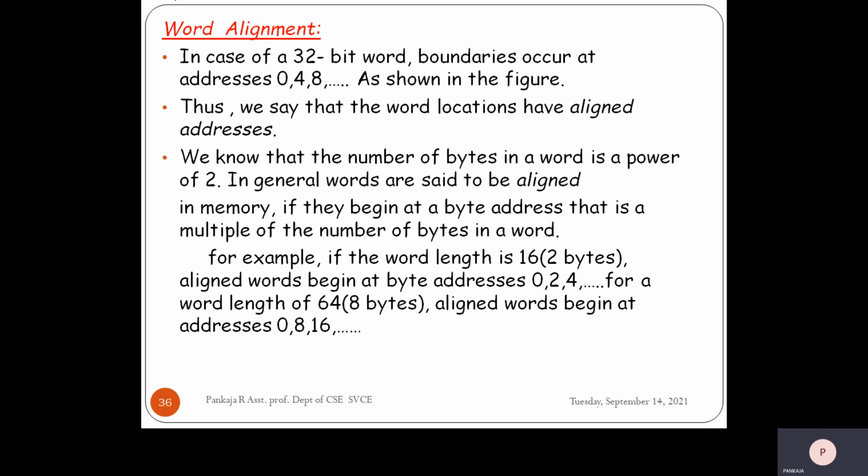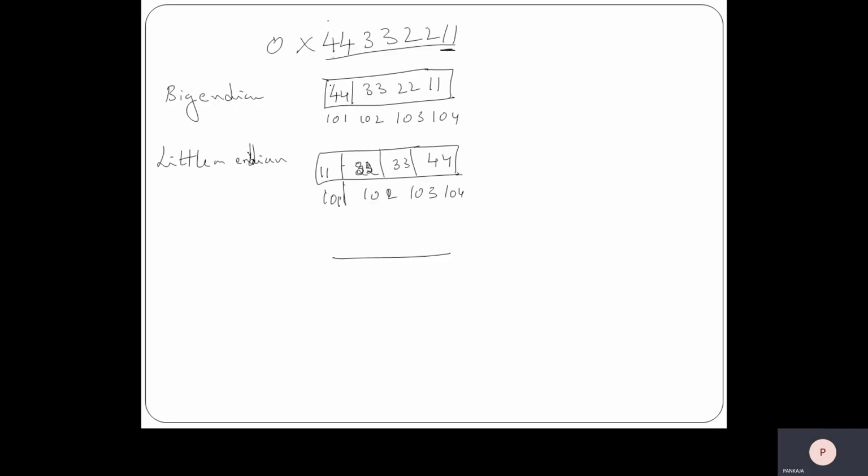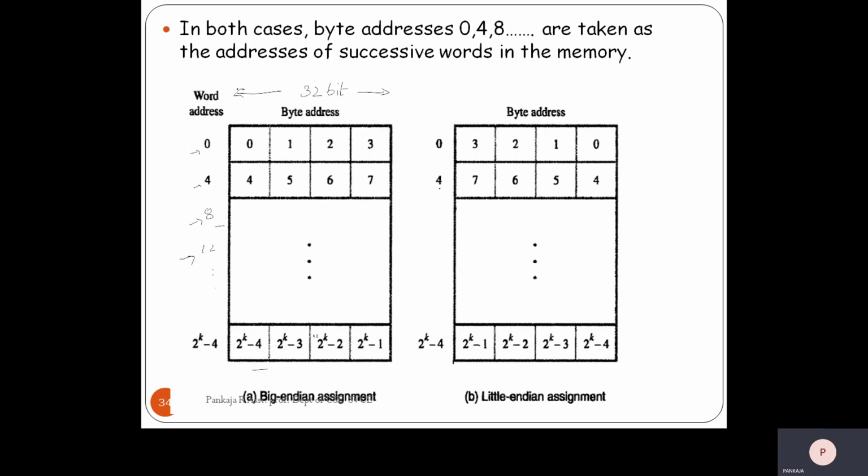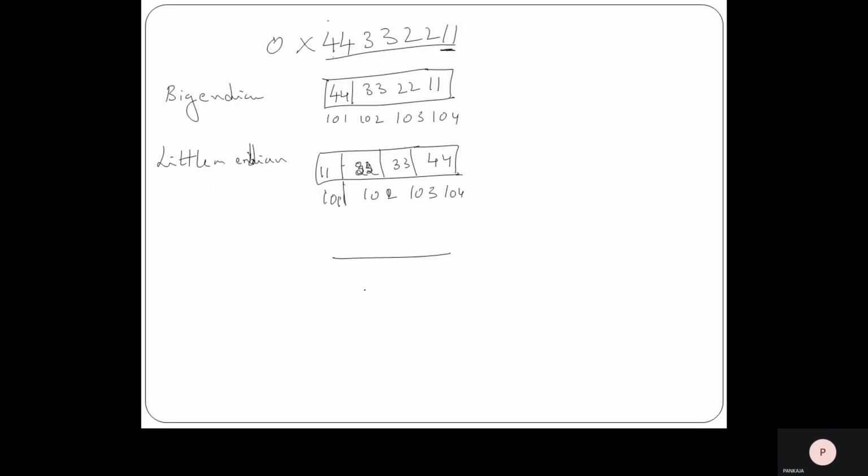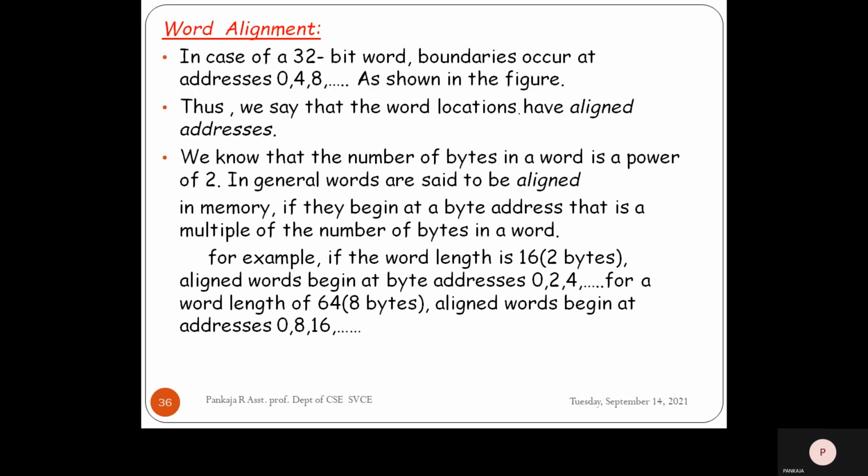Next, word alignment. In case of a 32-bit word, boundaries occur at the addresses 0, 4, 8, 12, as I have shown. These word locations have aligned addresses. It is not going to change the addresses, whatever the byte addressability mechanism may be.